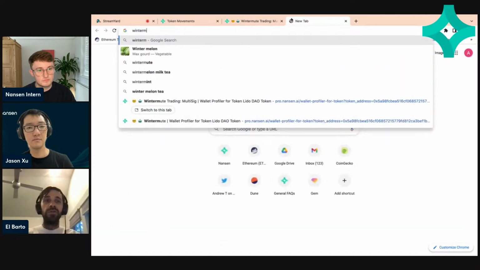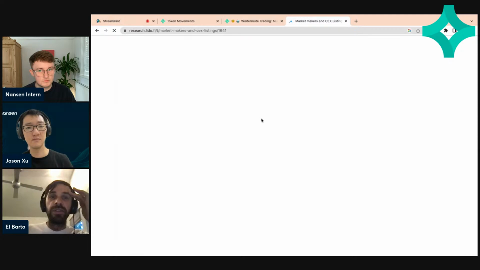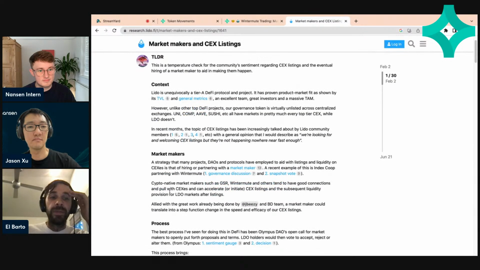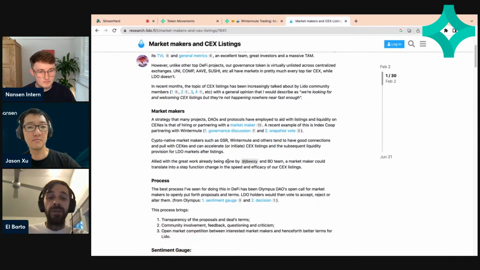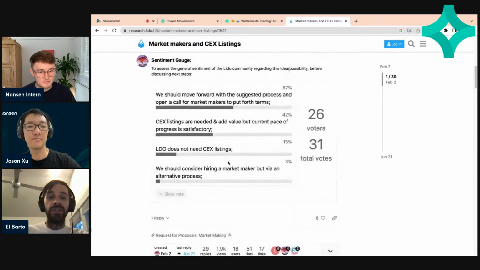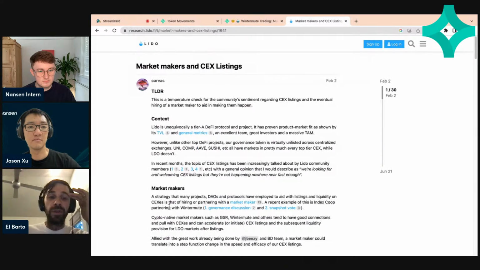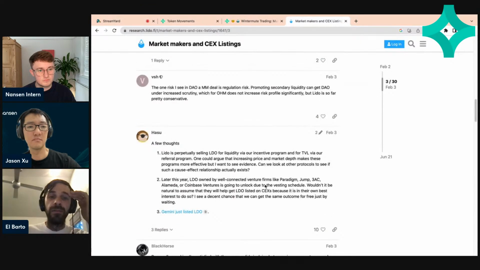But if you just Google Wintermute Lido, what's kind of funny is the first thing that comes up is a governance proposal from literally February 2nd. If you read through it, this person, Carvis, is saying Lido should have a market maker for their token because they're not listed on exchanges, and they specifically mention Wintermute. An example of this, and I think Hasu weighs in here, which is kind of funny.